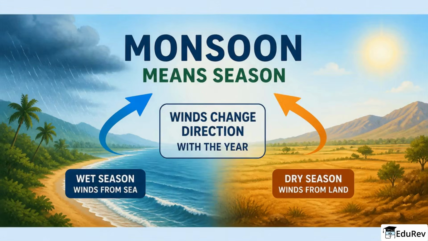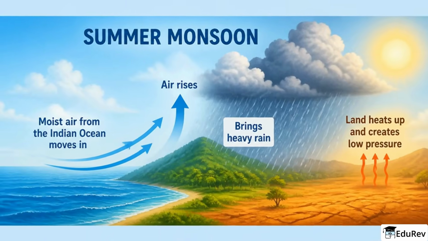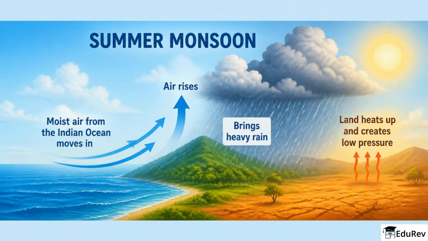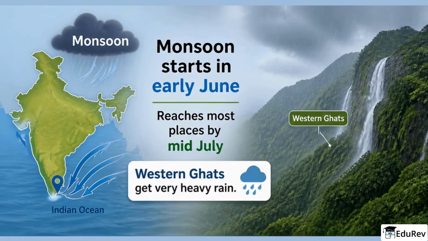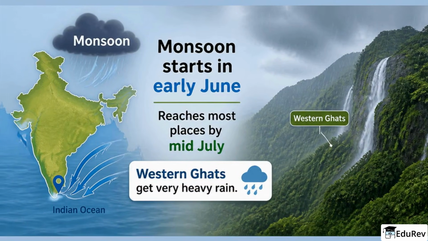Now about the monsoons. The word means season and refers to winds that change direction with the year. In summer, the land heats up and creates low pressure. So moist air from the Indian Ocean moves in, rises, and brings heavy rain. The southwest monsoon usually starts at the southern tip in early June and reaches most places by mid-July, and the western Ghats get very heavy rain.